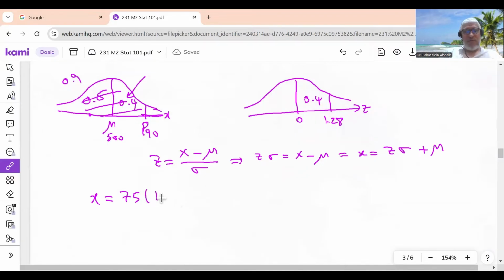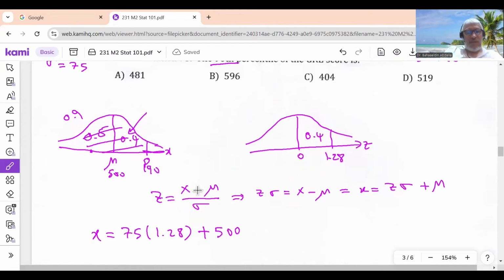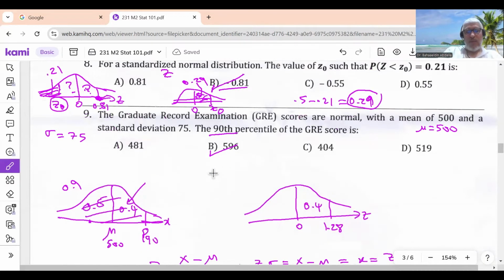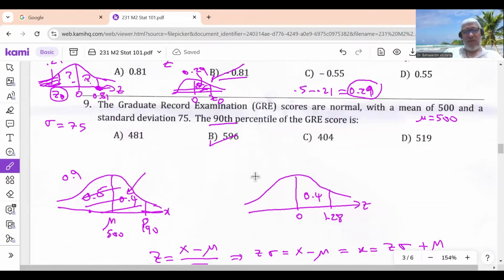The value of Z, the 90th percentile, is 1.28. Mu is 500. If you put this in the calculator, you will find that the answer is 596. And by the way, by looking at the 4 choices, you understand that it can't be 481 or 404 because they are to the left of 500. They can't be the 90th percentile.